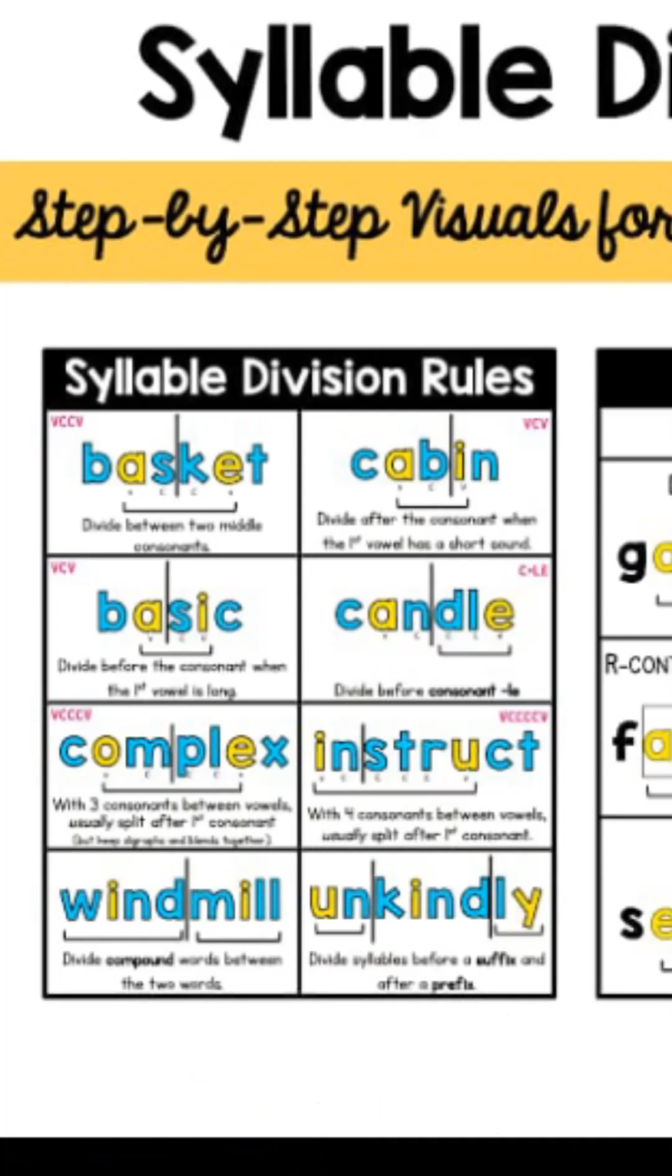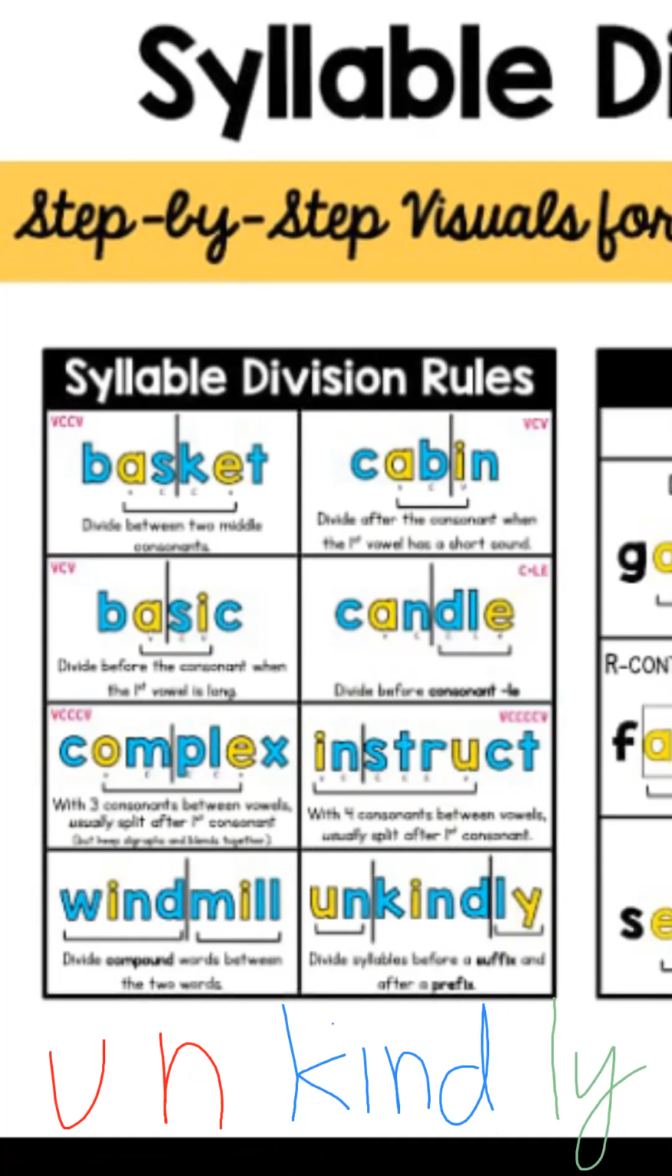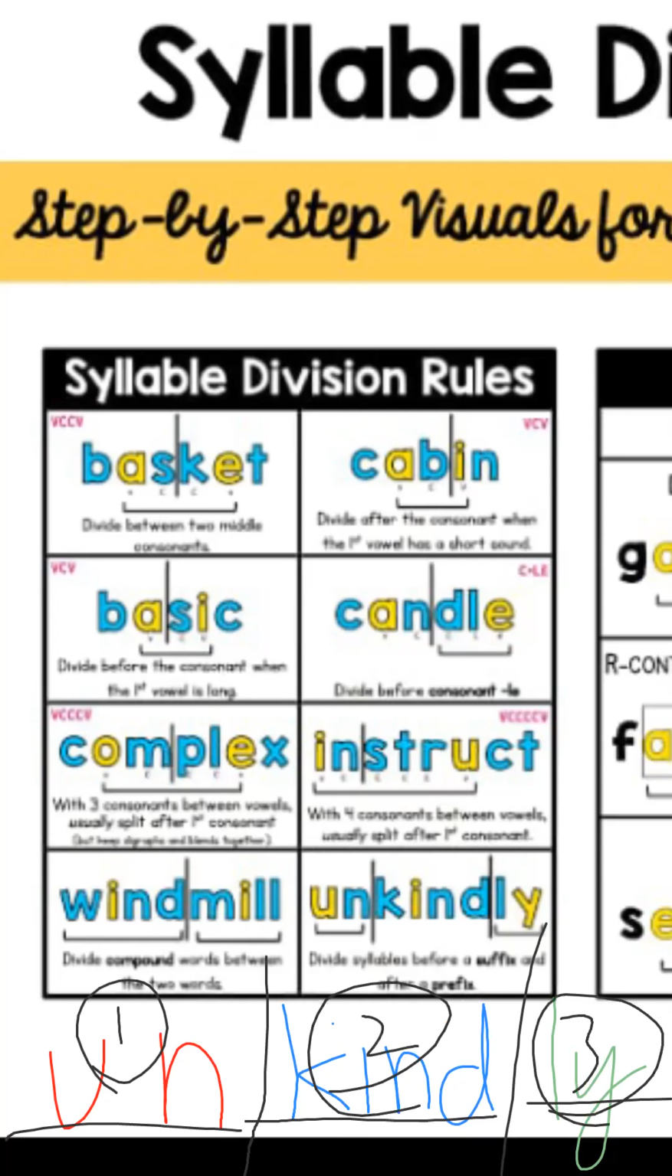Clear? Now we have unkindly. Un is a prefix, then kind is the root word, and then we have ly. We have to divide in such a way that prefix, then root word and suffix. Prefix is one syllable, root word is one syllable, and suffix is one syllable. So there are three syllables: one, two, three.